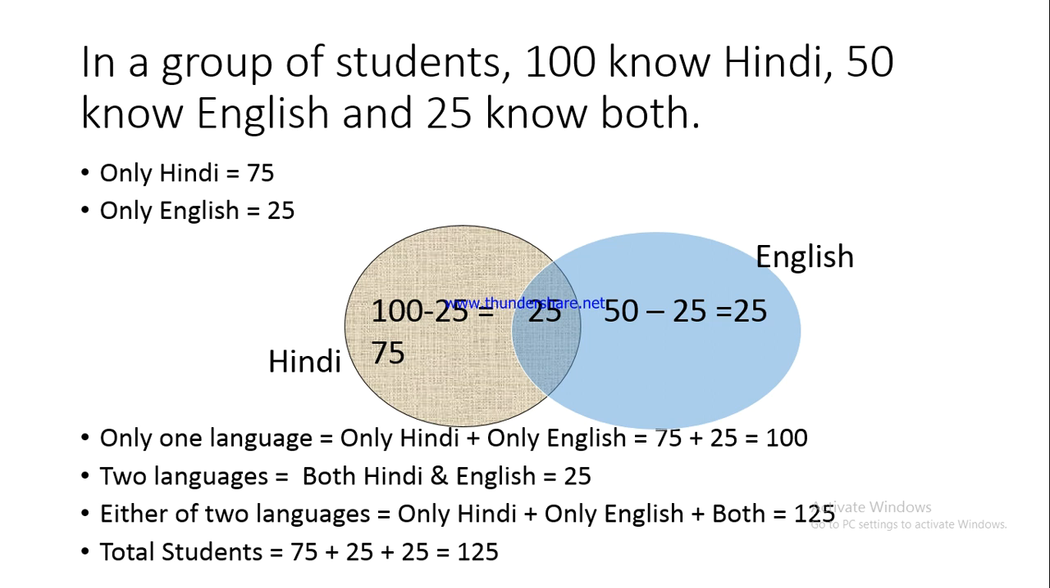Okay. Now let us try and understand what is the total number of students. Again, not very difficult. Total number of students is those who know only Hindi, those who know only English, and those who know both languages. So let me repeat. Total number of students is only Hindi, only English, and those who can speak both Hindi and English. So we have added them up. Only Hindi is equal to 75, only English is 25, sorry, and the number of students who can speak both the languages is equal to 25. So now we have got the total number of students equal to 125. Is this okay?